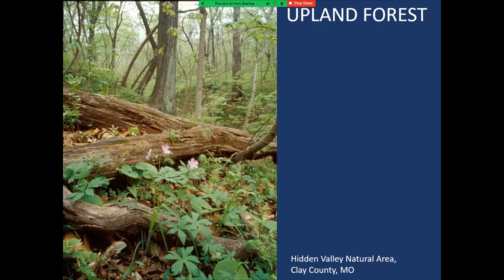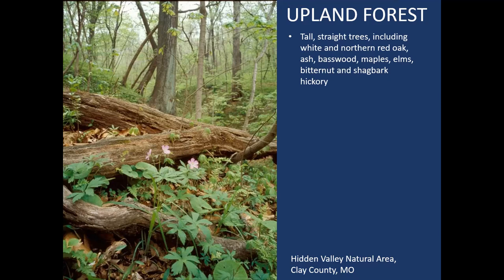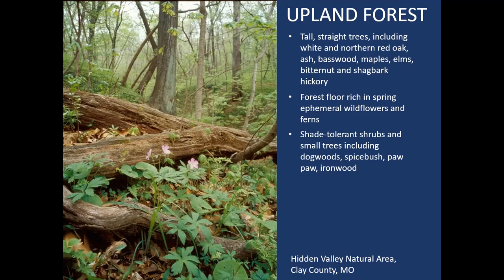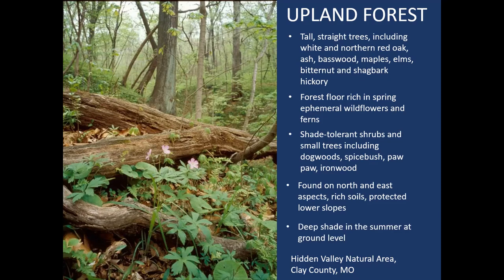So here I'll profile the broad groups of upland natural communities that are relevant to the discussion of woodland restoration and management. We'll start with upland forest, where we find tall straight trees, including white oak, northern red oak, ash, basswood, elms, maples, bitternut, and shagbark hickory. The forest floor is rich in spring ephemerals and ferns. There are shade-tolerant shrubs and small trees, including dogwoods, spicebush, pawpaw, and ironwood. These are usually found at north and east-facing slopes with rich soils and protected lower slopes. And in the summer, they have deep shade at the ground level.